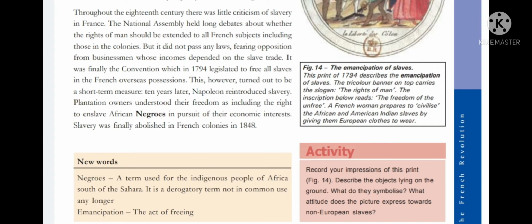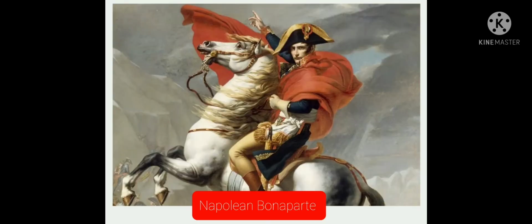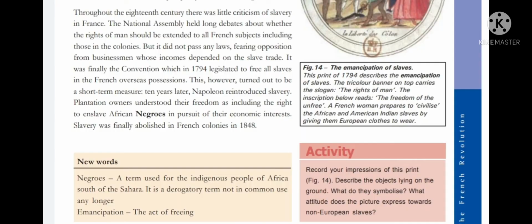It was finally the Convention which in 1794 legislated to free all slaves from the French colonies. But this, however, turned out to be a short-term measure. Just after 10 years, Napoleon reintroduced slavery. So after 10 years, Napoleon once again introduced slavery. The plantation owners enslaved African Negroes for their own economic interest.